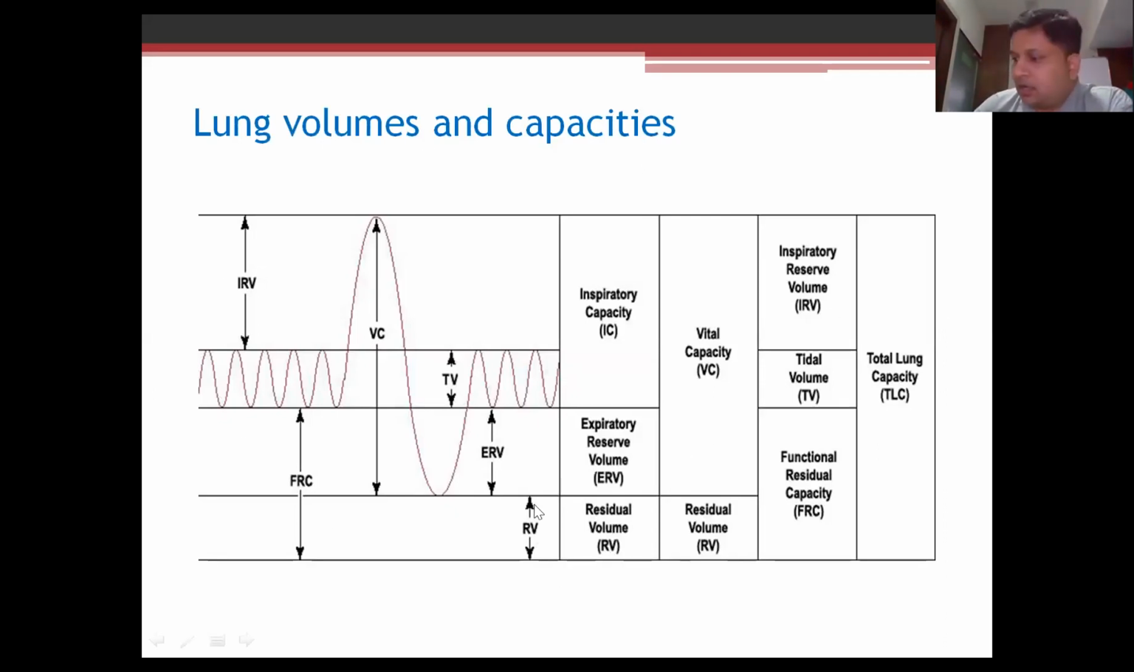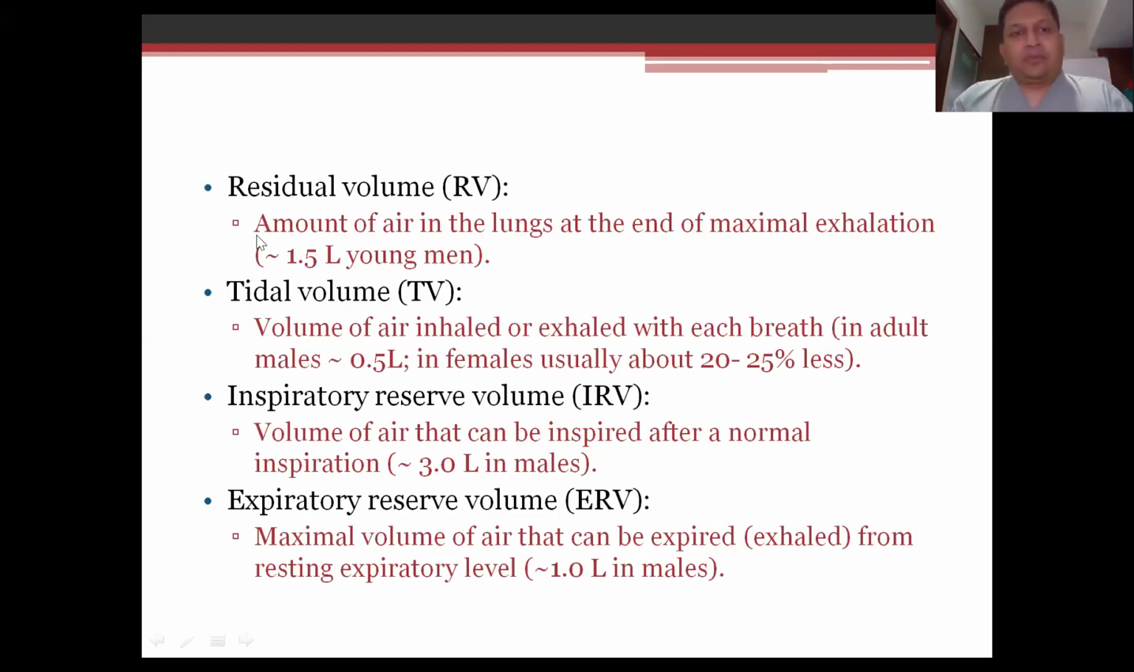So everybody knows this. This is a spirometer. This is the tidal volume, tidal respiration. This is at rest, what we take as inspiration and expiration. This is the forced inspiration and this is the forced expiration. And this is the residual volume. So with a combination of all these, we will have the capacities. The residual volume is the amount of air in the lung at the end of maximum exhalation. This is the volume which prevents the lung from collapsing after full exhalation and keeps it patent.